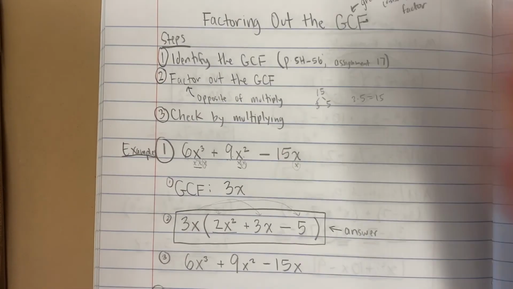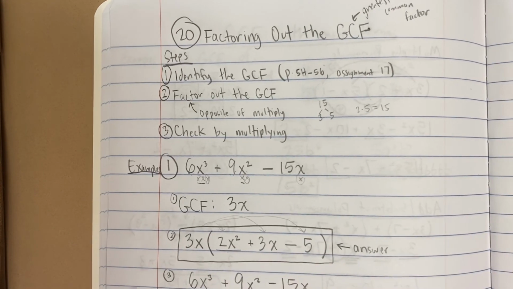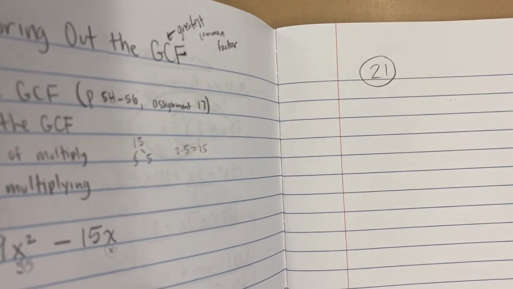And I'm just going to add this. This was assignment number 20. Makes it a little easy to keep track. Okay, and we're going to do assignment number 21. You're going to get a chance to practice this right here on the next page.